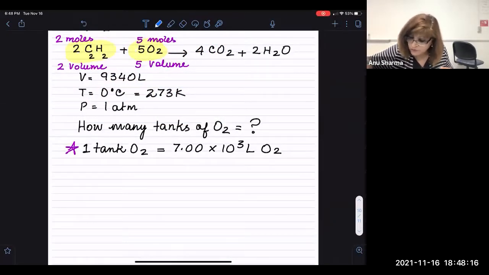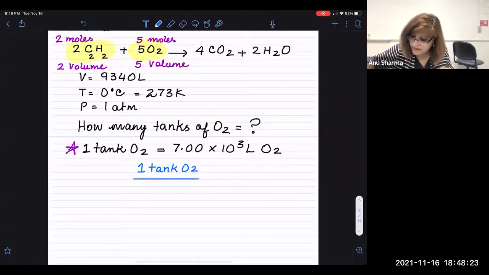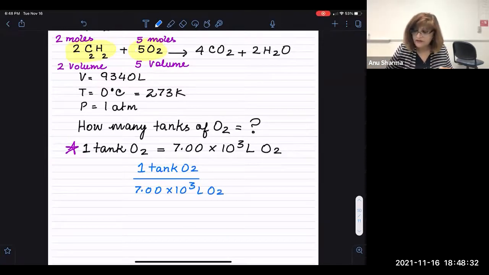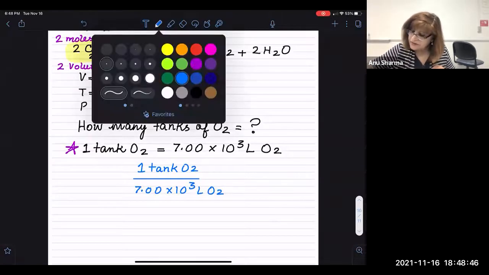So because we need to find the tank, this is 1 tank of oxygen over 7.00 times 10 to the power 3 liters of oxygen. So this is your conversion factor. That's for the 1 tank. How many tanks will be needed for? Oh wait, one second. Sorry, not this one.